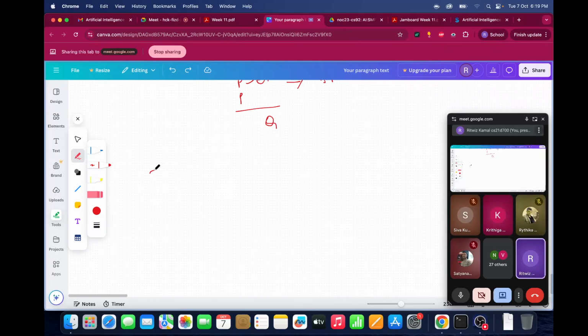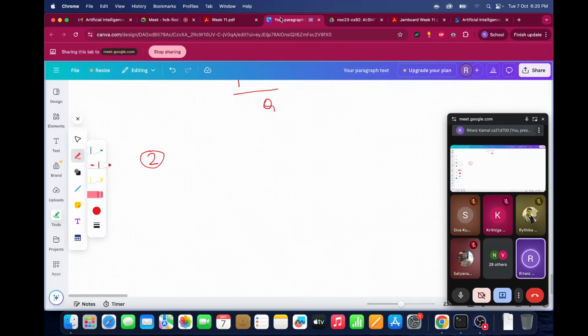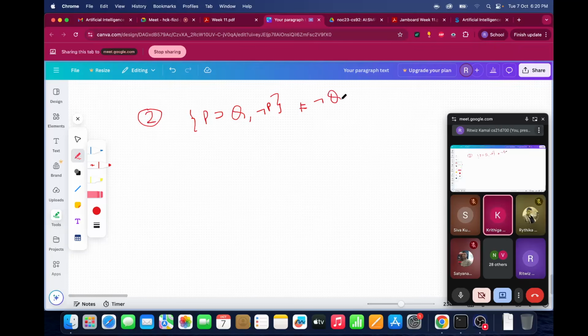So let's look at statement 2 now. Statement 2 said that P implies Q is given and not of P is given. It said that if P is true, Q is true, and if not P is true, then not Q will also be true. So we are given that P implies Q. I'll come back to your question.